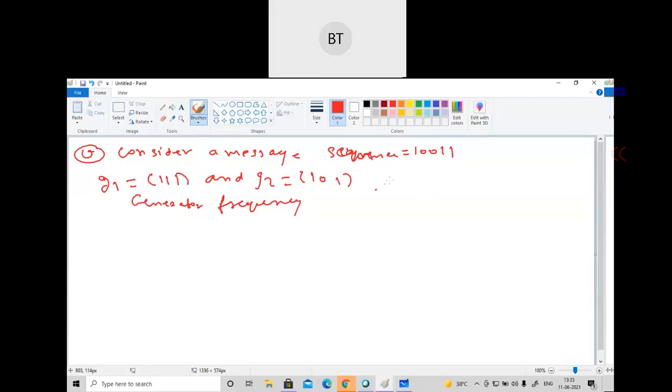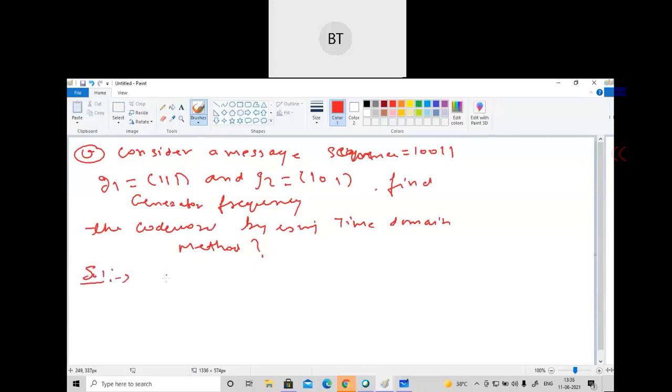So the question is: find the code word by using the time domain method. So let's see how to proceed. First of all, we will start with the impulse response of message bit 1. So I'll write here impulse response of message bit 1. So how will we deal with that?